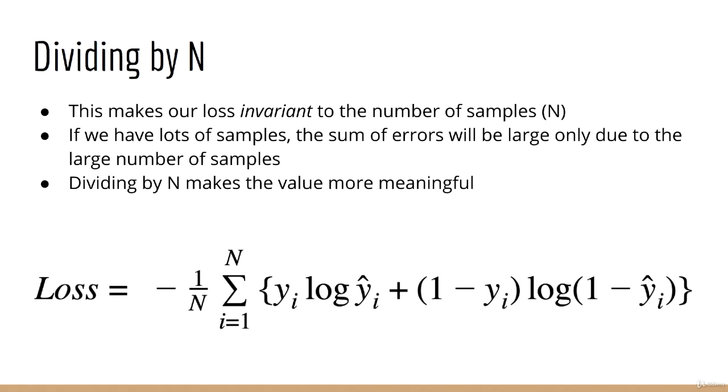As a side note, you'll want to keep in mind that we also usually divide the sum of the errors by n, so that we get the average binary cross entropy per data point. This makes it just like the mean squared error in that the value is invariant to the number of samples we have. You can imagine that if we have lots of samples and we only use the sum, the error would be very large, only due to the fact that we have a large number of samples. In order to make the value of the error more meaningful, we can take the average, and that makes our error more interpretable.